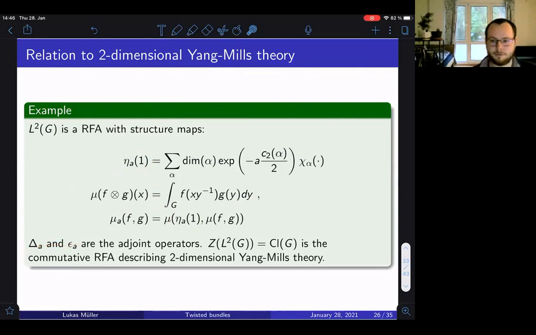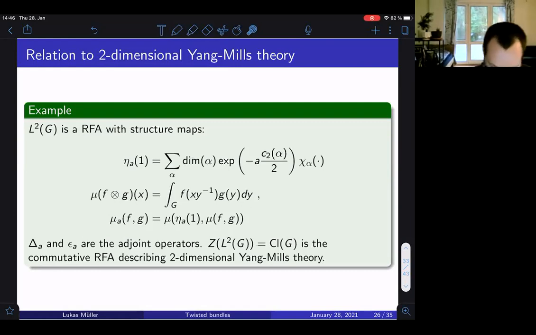And then the commutative Frobenius algebra describing Yang-Mills theory is just the center. So these are the class functions on G. And that's what you would expect, because the space of field configurations on a circle are the principal bundles, but they are completely described by the holonomy up to conjugation. So this is exactly class functions on G.